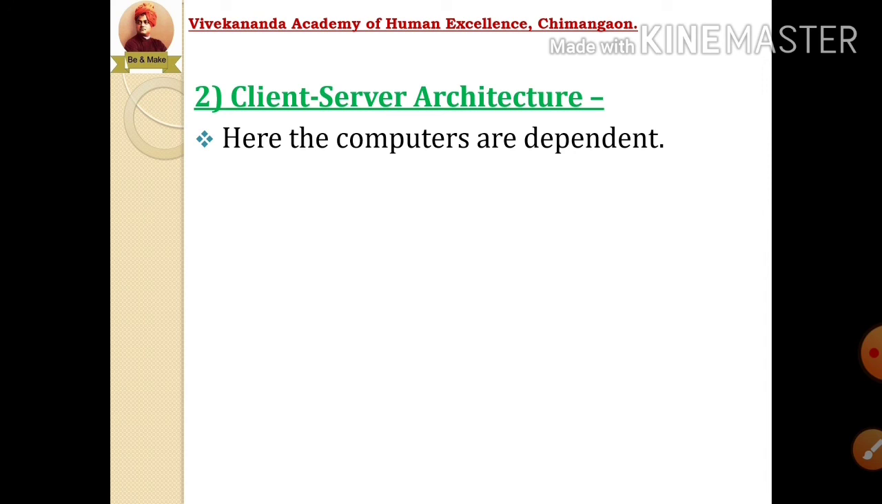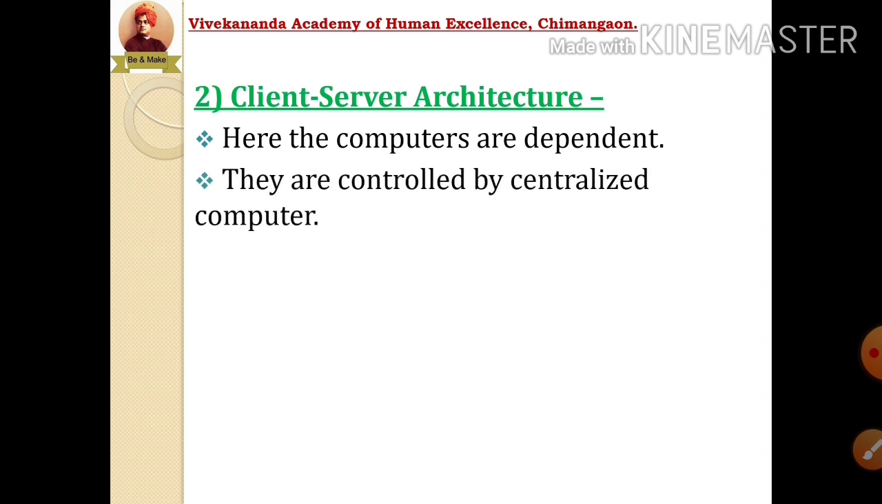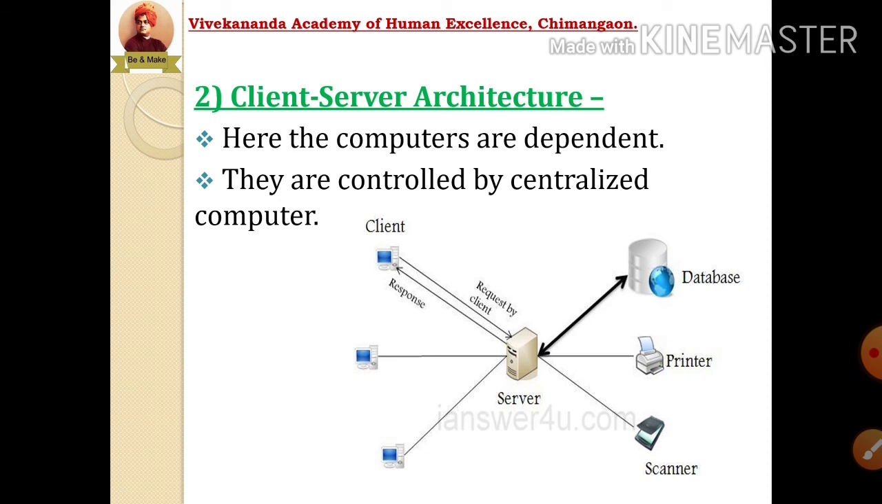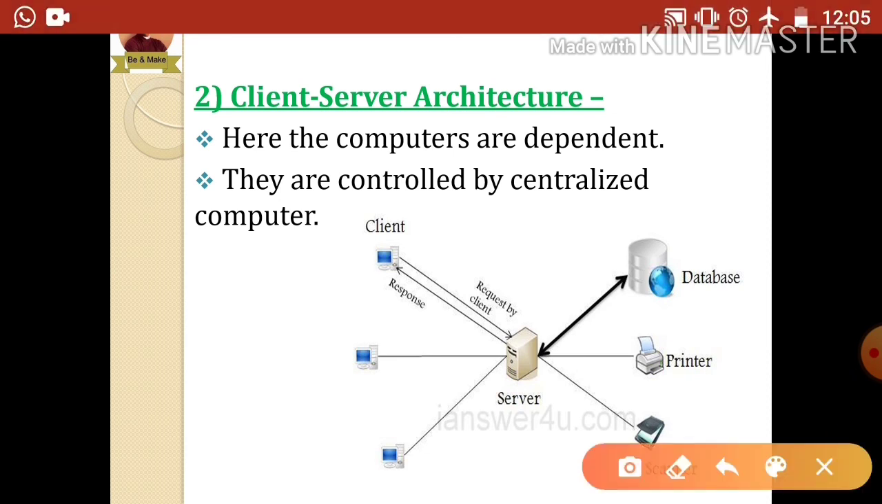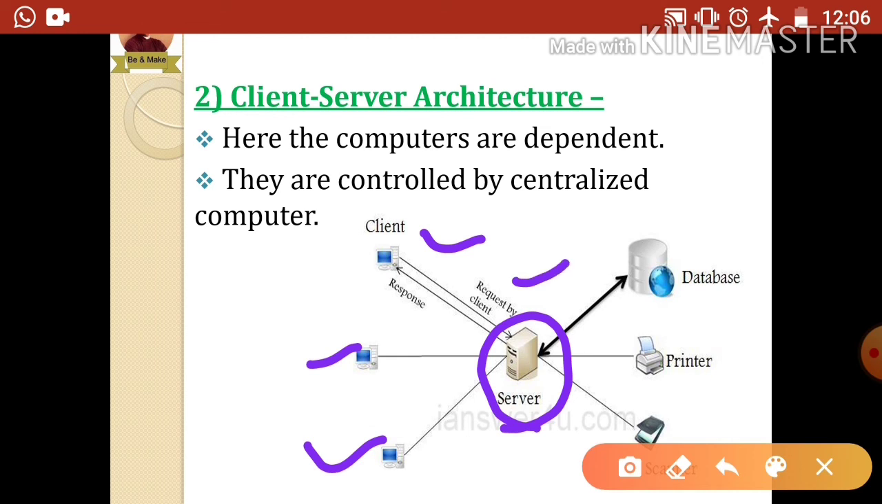Whenever the data transmission happens in client-server architecture, I will show you the diagram over here. Here as you are able to see, this is the central computer, which is called a server, and the rest are called clients. So all these computers work as clients. Whenever they want to communicate with each other, here you are able to see the request by the client, and this is the response given by the server.